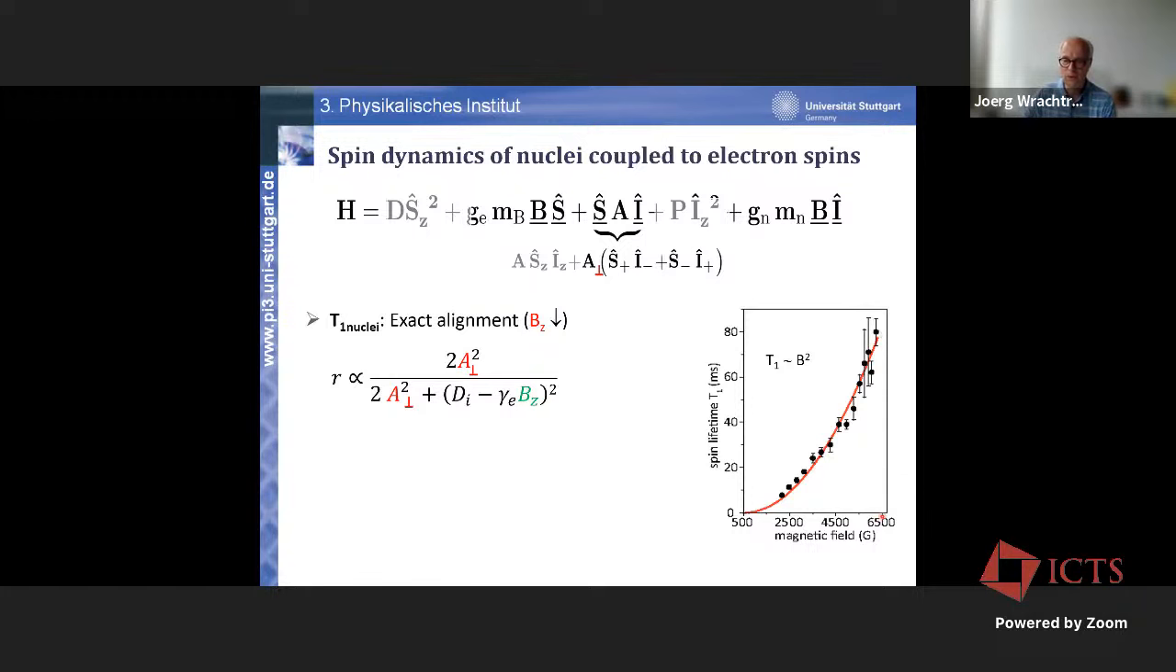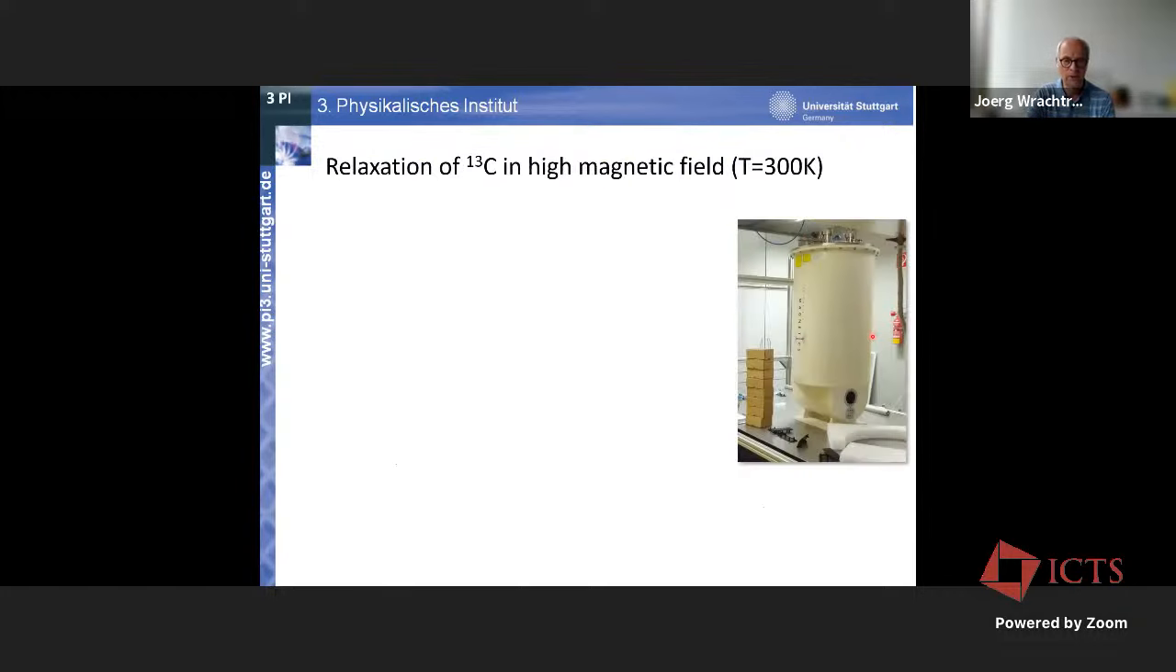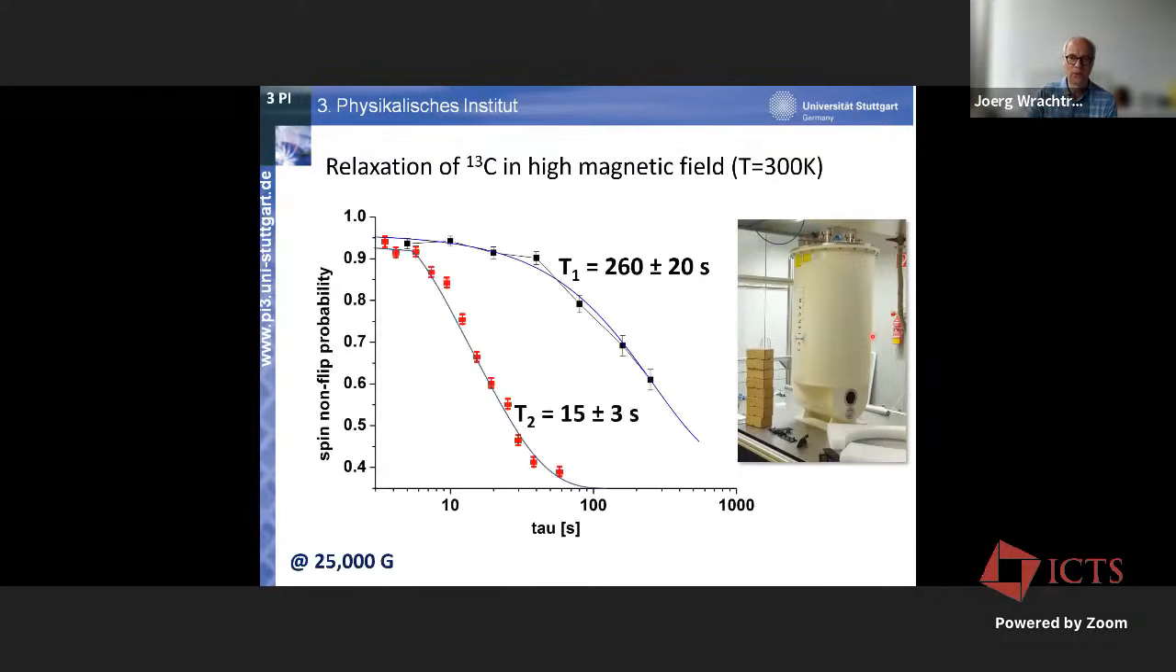And if you go to large magnetic fields, then actually the spin lifetime is approaching minutes. So for 3 Tesla or so, you see the overall nuclear spin relaxation time is 4 minutes. So this is what we did here with this large magnet.